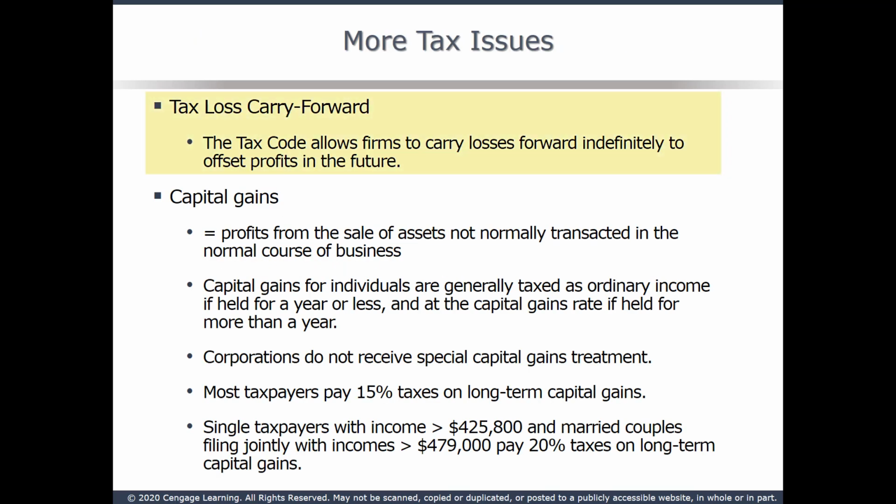Corporations are permitted to carry losses back or forward to offset profits. Capital gains are the profits from the sale of assets, physical or financial assets. For individuals, gains on assets held less than a year are ordinary income. Gains on assets held over a year are long-term capital gains. Most pay 15%. The highest tax brackets pay 20%.